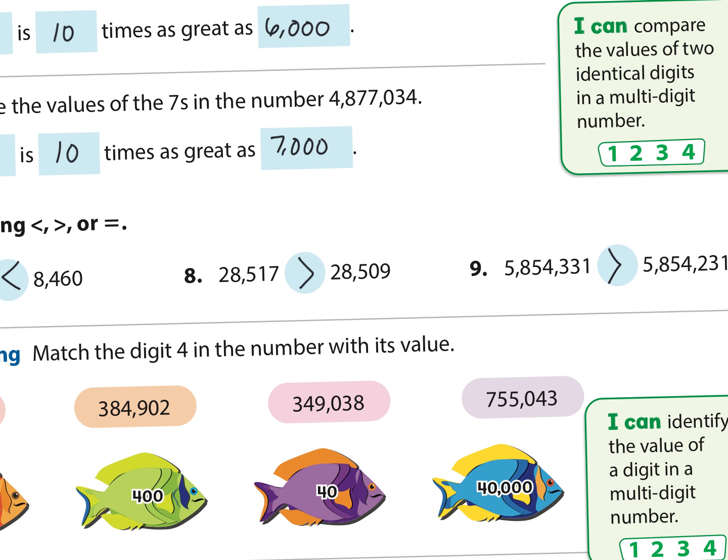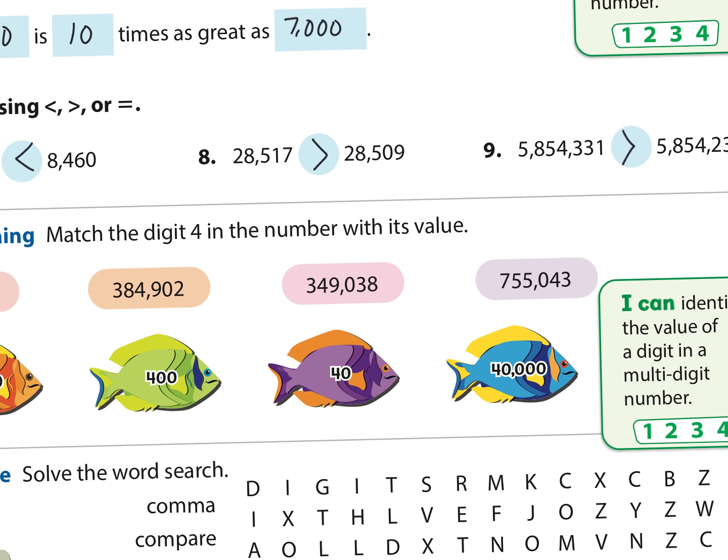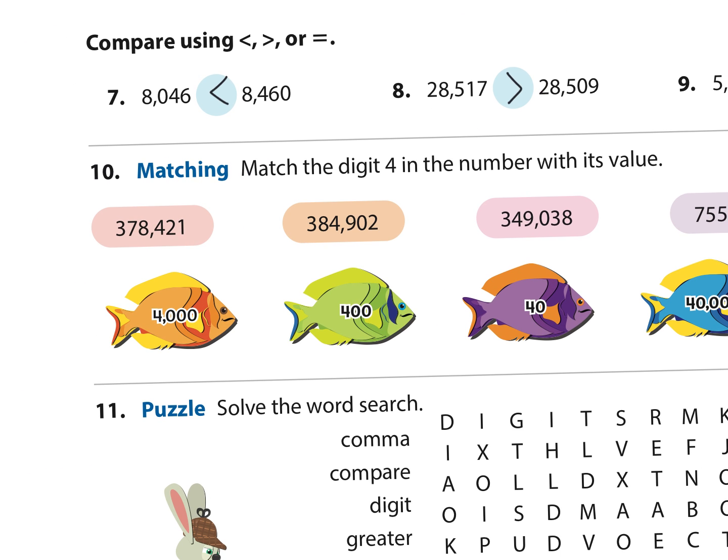Okay, number 10, we are matching the digit 4 in the number with its value. So we have 4 different numbers. We're going to match them. So the first one is my little red box, 378,421. What is the value of the 4? What do I draw it to? What color fish, everybody? 400. Green fish. Good.